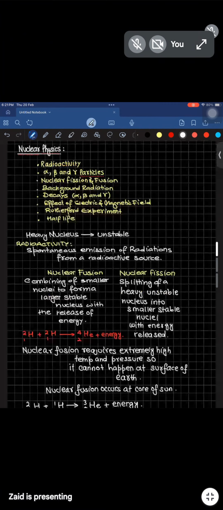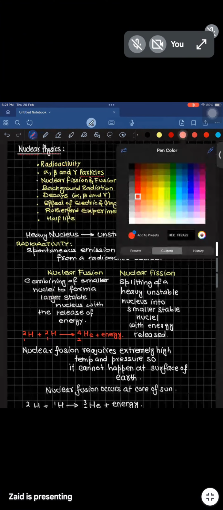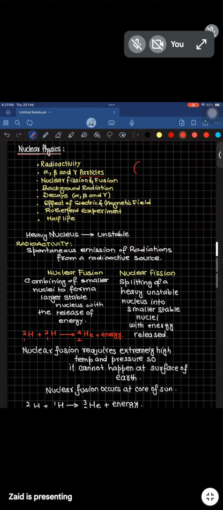So for fission, this is the larger nucleus. Okay, it's going to split up, and these ones are going to split up. So this is called a chain reaction. Okay, so in a nuclear fission, what's happening? A larger nucleus is splitting up into many smaller nuclei.